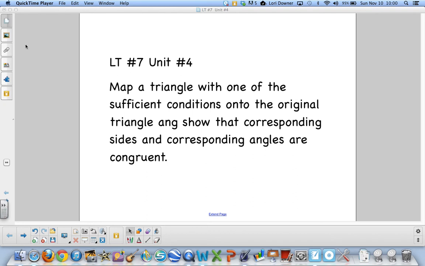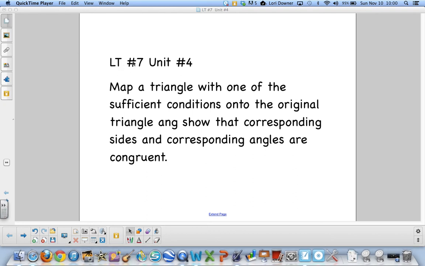This movie goes to Learning Target 7 in Unit 4. You are going to be able to map a triangle with one of the sufficient conditions onto the original triangle, showing that the corresponding sides and the corresponding angles are congruent. So we're going to look at transformations with this.